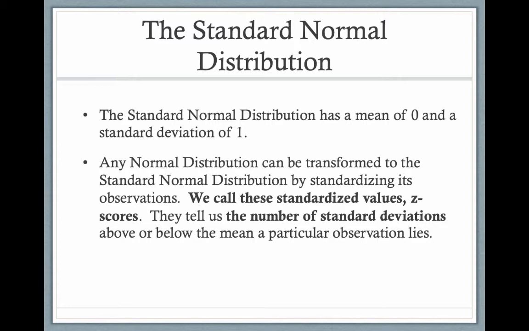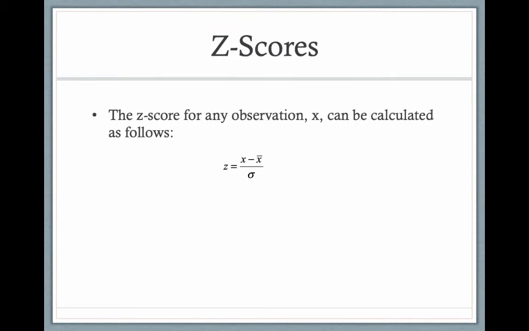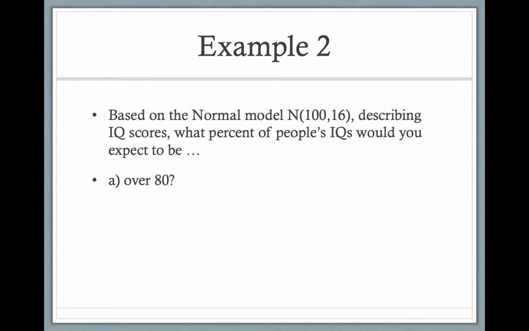If an observation has a positive z-value, it's above the mean. If it has a negative z-score, it's below the mean. So the formula for this, for any observation x, can be calculated as follows. z equals x minus x bar over sigma, or the observation minus the mean over the standard deviation. Okay, so based on the normal model, a normal distribution with a mean of 100 and standard deviation 16, describing IQ scores, what percent of people's IQs would you expect to be over 80?